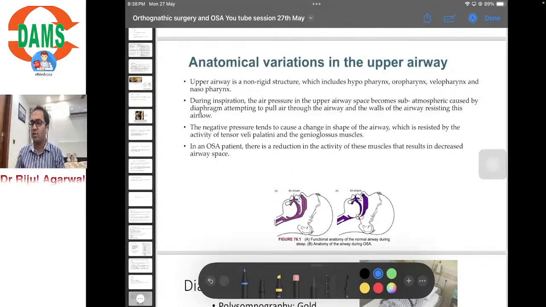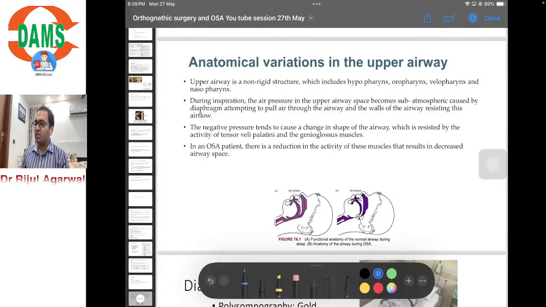Why does it happen? Because the lungs expand and the diaphragm moves downwards. How does the lung expand? Because of the contraction of the intercostal muscles, leading to an increase in the volume within the lung and a decrease in the pressure. So the air comes in because of the reduced pressure. As we all know, air flows from a high pressure area to a low pressure area, so the air gets inhaled. The negative pressure tends to change the shape of the airway, which is resisted by the activity of the tensor veli palatini and the genioglossus muscle.